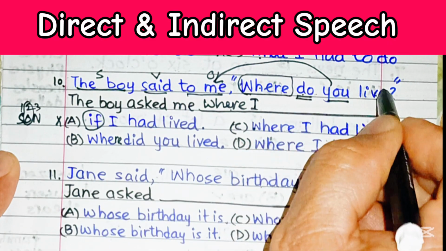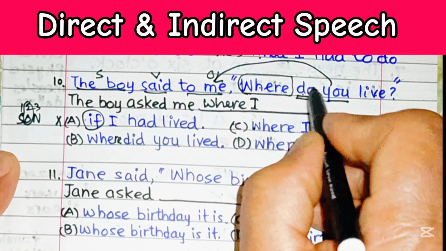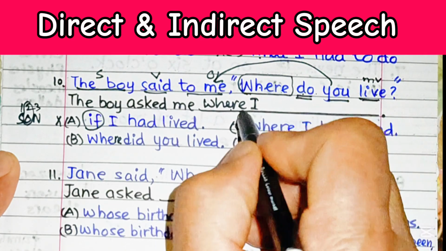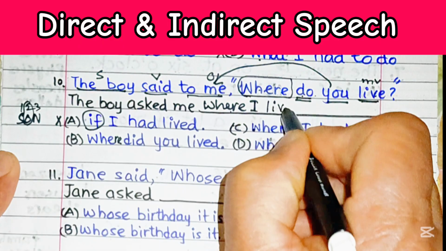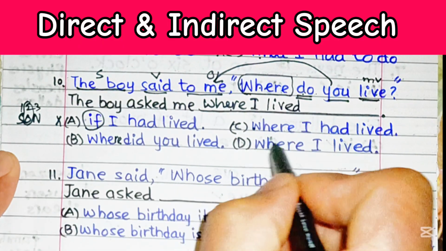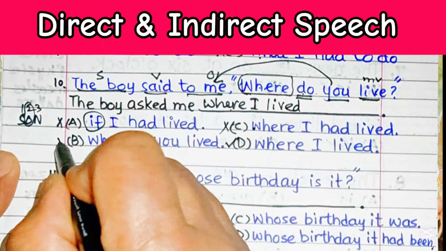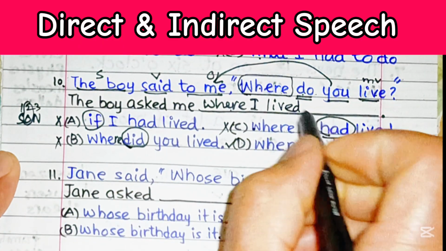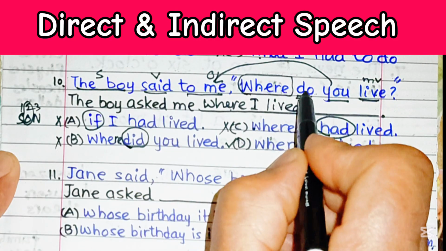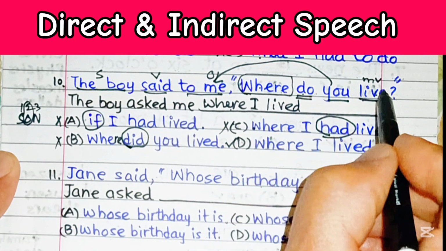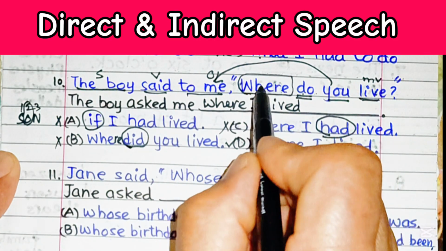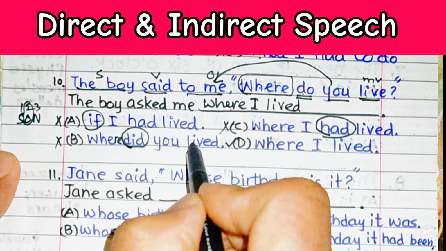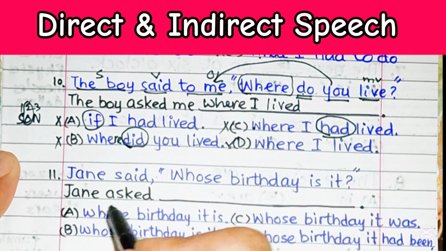So where do you live? So do you live is the main verb, so it is to be changed into past, where I lived. So this is the right option, that where I lived. So the rest of the two options, they did not qualify because we don't use did and we don't use had, because this is in past and this is in present, and the simple form of present will be converted into lived. So where I lived, where did you live, this is not good. So option D is the correct option.